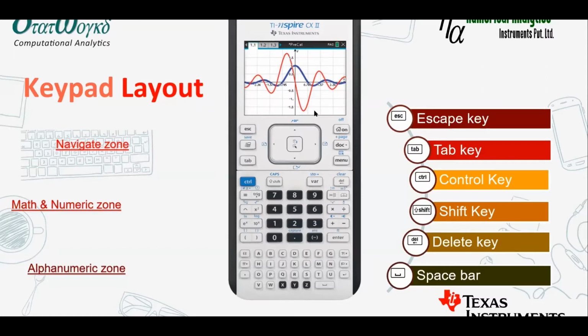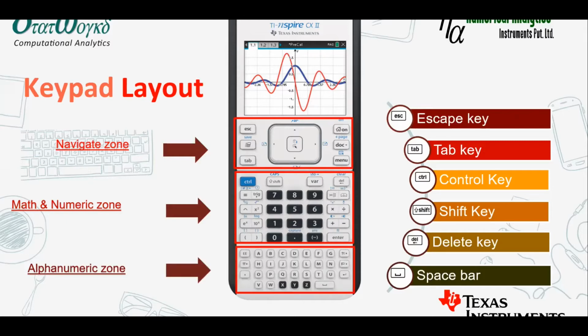The layout of this calculator is divided into three zones. The first one is the navigate zone. The second one is the math numeric zone. And the third one is the alphanumeric zone. So in the navigate zone, you have this navigation pad, which helps you to navigate around the screen.